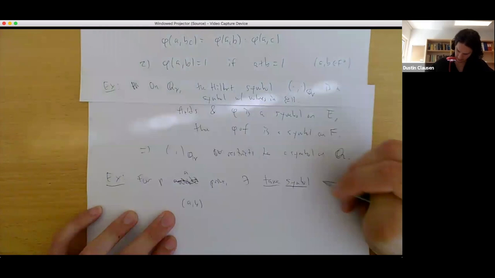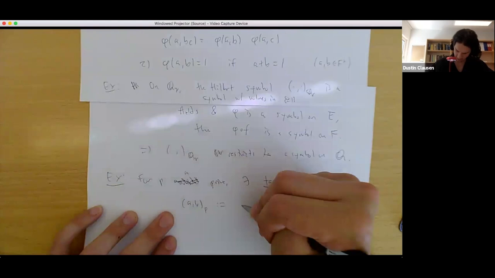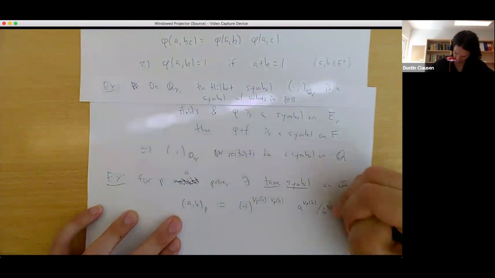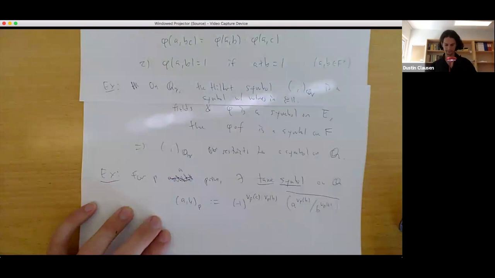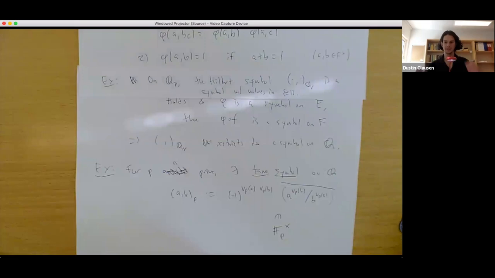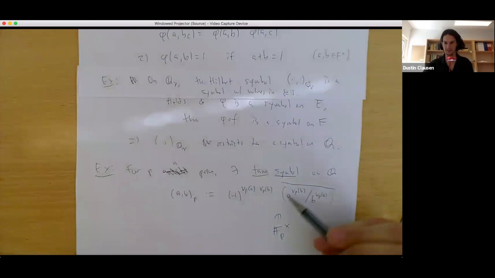A tame symbol on Q, (a, b) sub p, and this will be defined to be minus one to the v_p, the p-adic valuation of a times the p-adic valuation of b, multiplied by a to the p-adic valuation of b, divided by b to the p-adic valuation of a, and then you reduce that mod p. So it's the same thing as the formula for the Hilbert symbol. Where does it take values? It takes values in F_p cross. So it's the same thing as the Hilbert symbol for an odd prime p, except that you don't take the Legendre symbol at the very end. You just reduce mod p, and that's it. And you remember it as an element in F_p cross, or (Z mod p Z) cross.